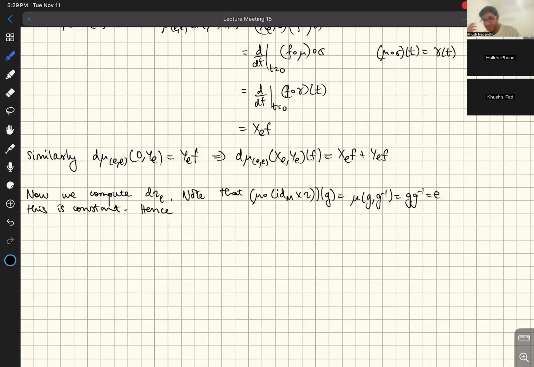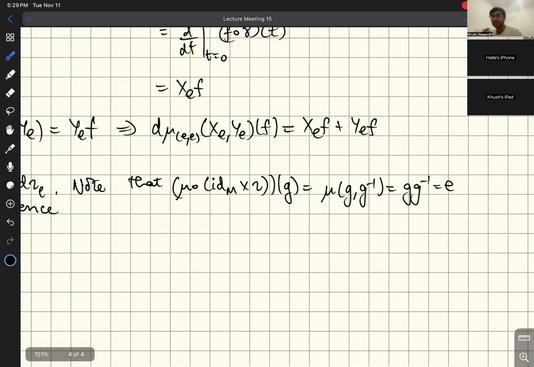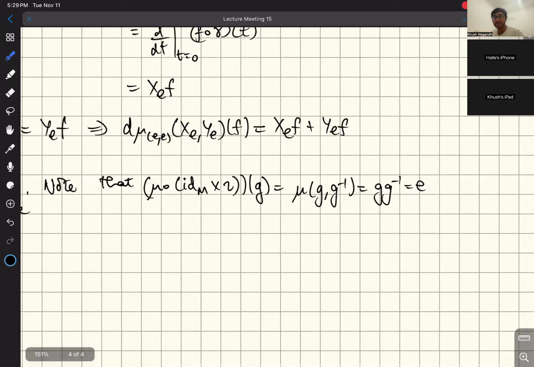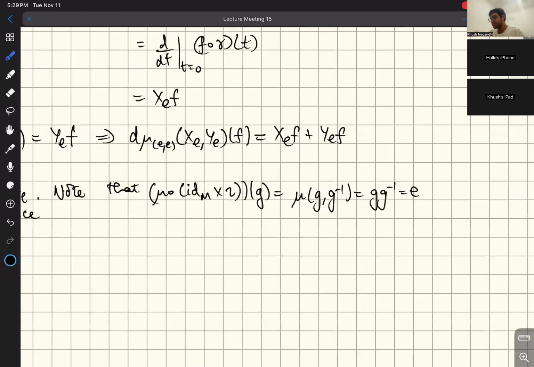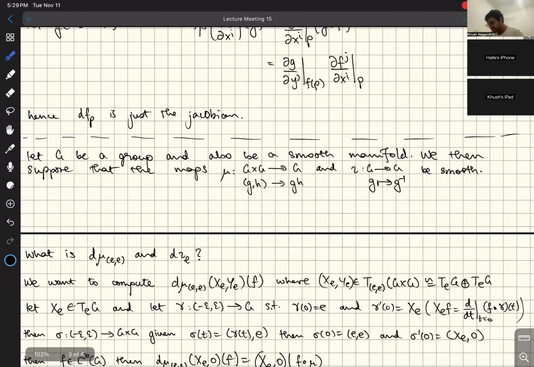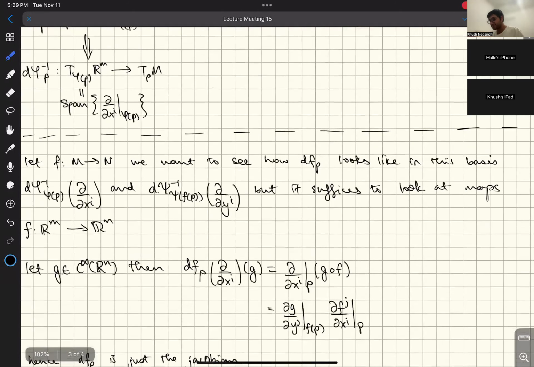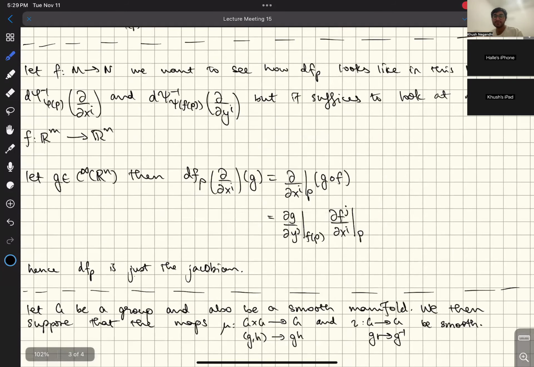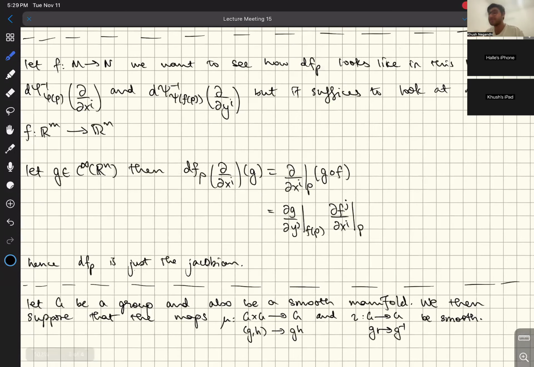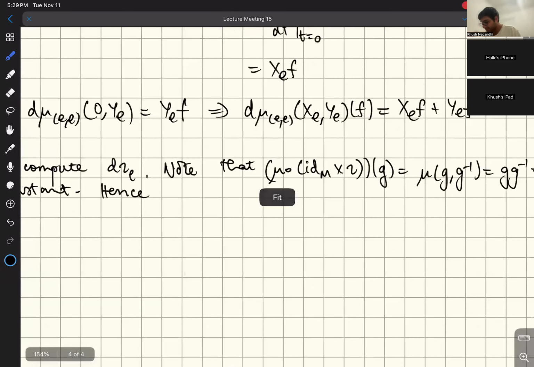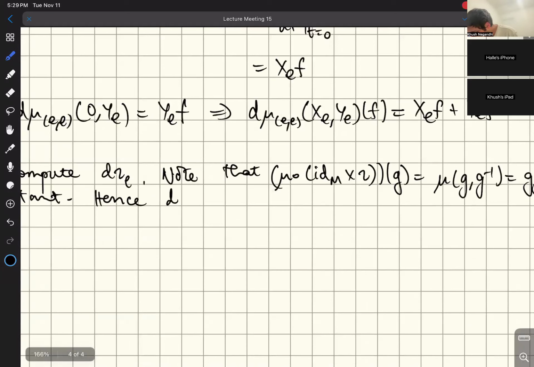Which again is not too hard if you know how to do it in multivariable calculus. You know how to do it here because the matrix representation of the map is just the Jacobian, so it has zero derivatives everywhere. So what this tells you is that the derivative of mu composed with identity on M times iota, at the identity, is just zero because it's a constant function everywhere.